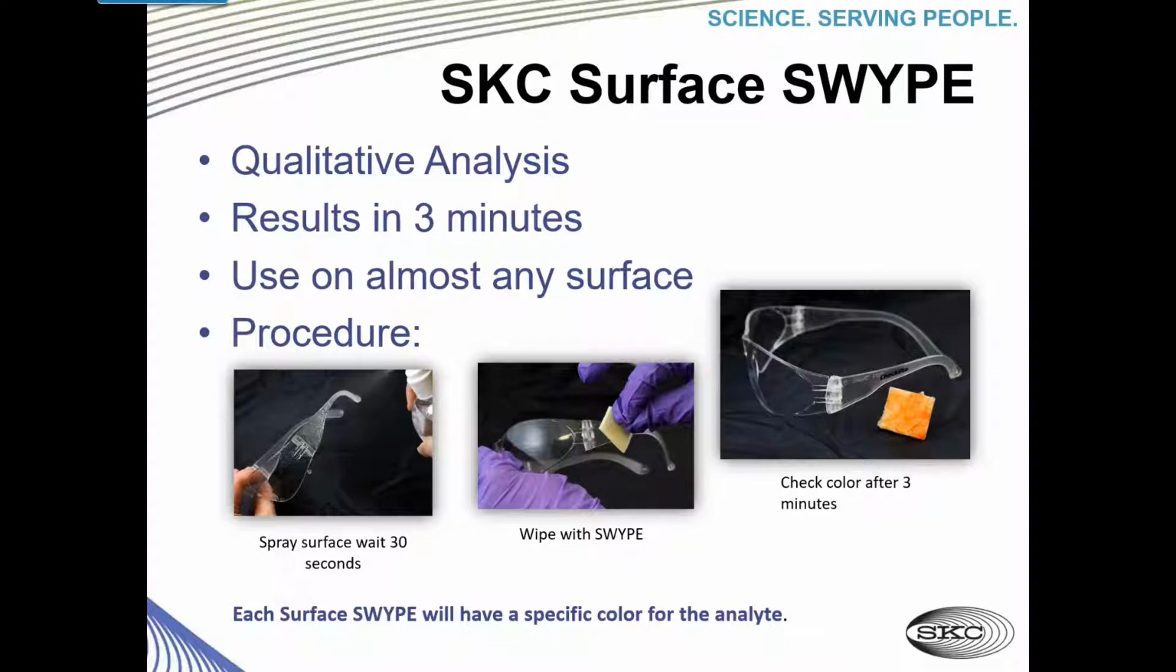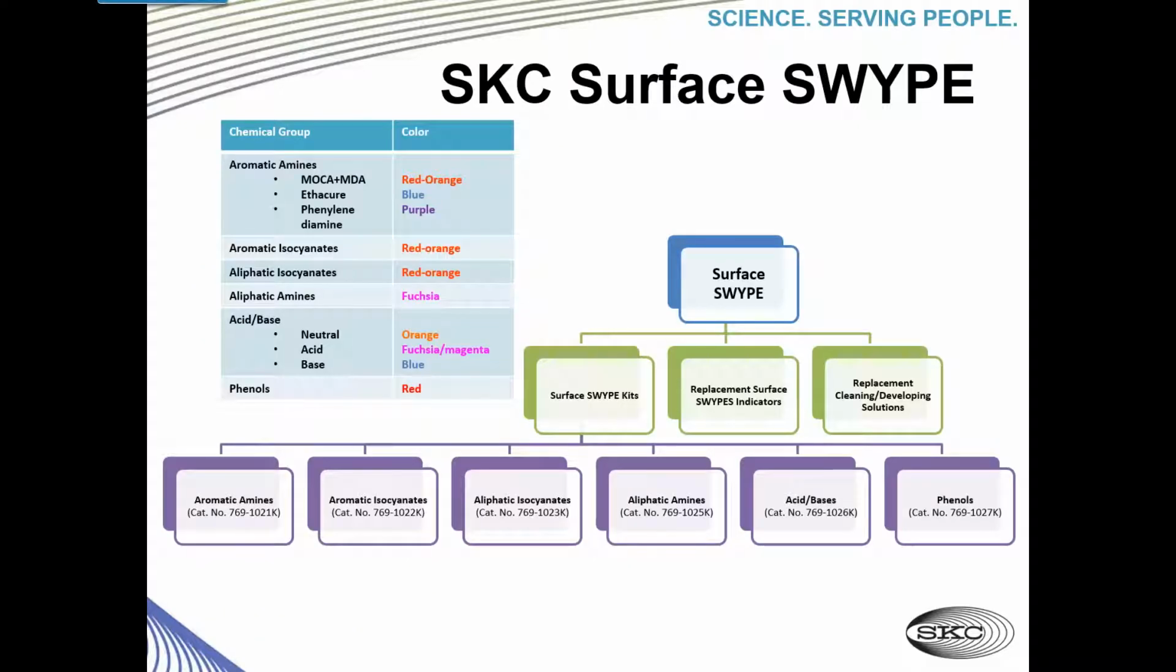For this type of product, there's a specific color change for the analyte. So in this slide, you can see the chemical group and the color change. If it's MOCA or MDA, it's kind of red-orange. Those are for aromatic amines, so depending on the amine, it changes to different colors. The aromatic and aliphatic isocyanates are red-orange. For the aliphatic amines, it's pinkish, like fuchsia. And then the other ones, acid bases and phenols. So whenever you receive the product and you're going to use it, you will find the instructions as a reminder of what color you will see.